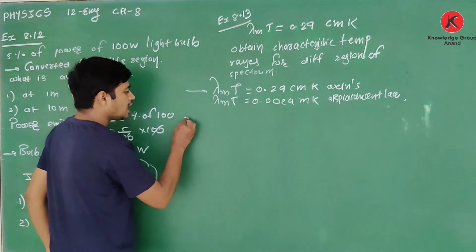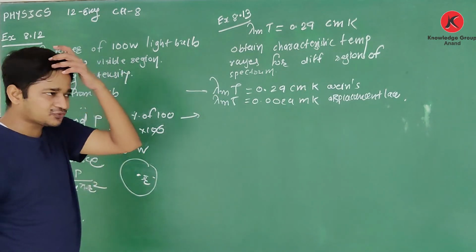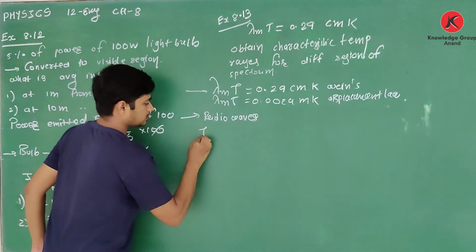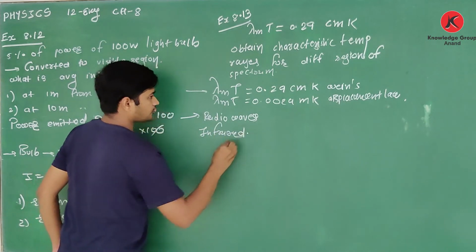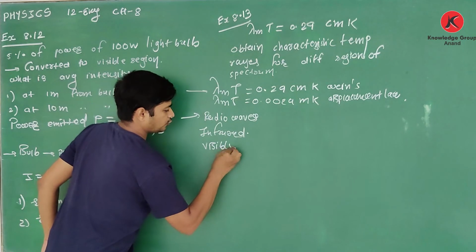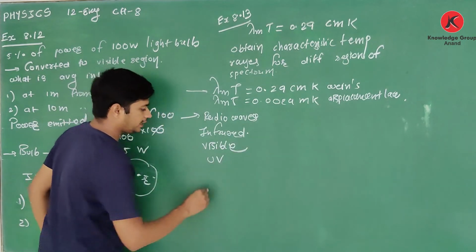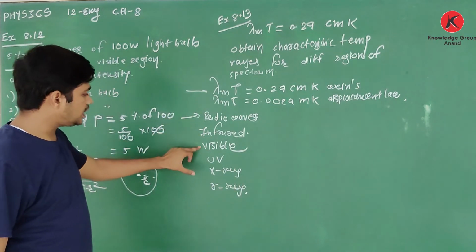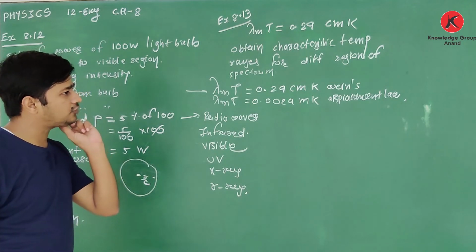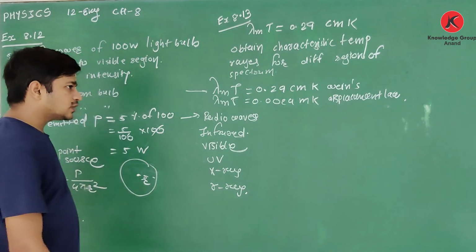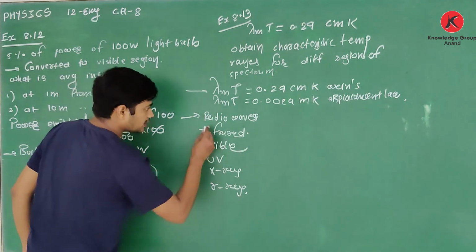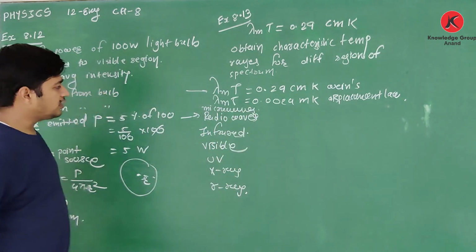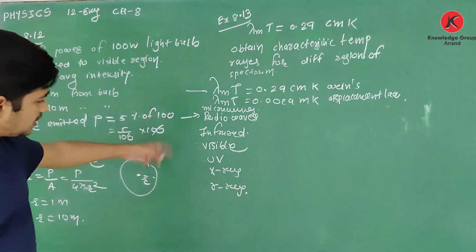Different regions of the spectrum means the spectrum is divided into 7 regions. First region, radio waves, then infrared waves, then visible, then ultraviolet, then X-rays, then gamma rays. 1, 2, 3, 4, 5 and 6. Clear about this? And one last one is microwaves. So there are 7 different regions of the spectrum.